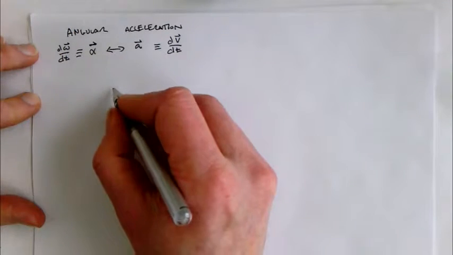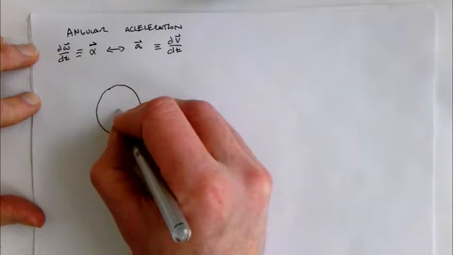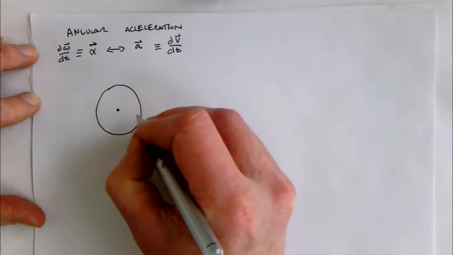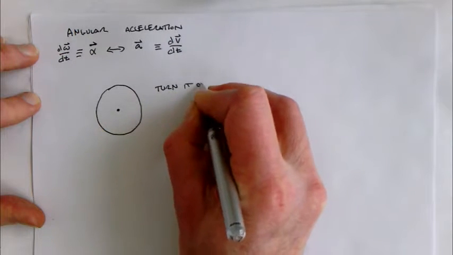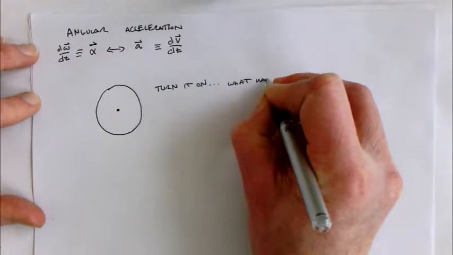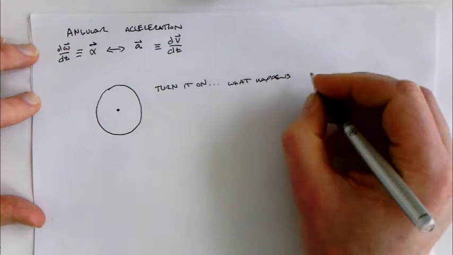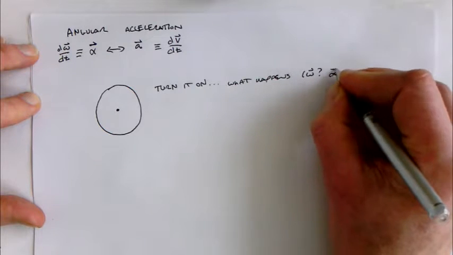So let's first do an example that draws on that turntable example. So here's the turntable. It's a record player. And when we turn on the record player, I'm going to ask the question, what happens? And in particular, what happens to omega, and what happens to alpha.